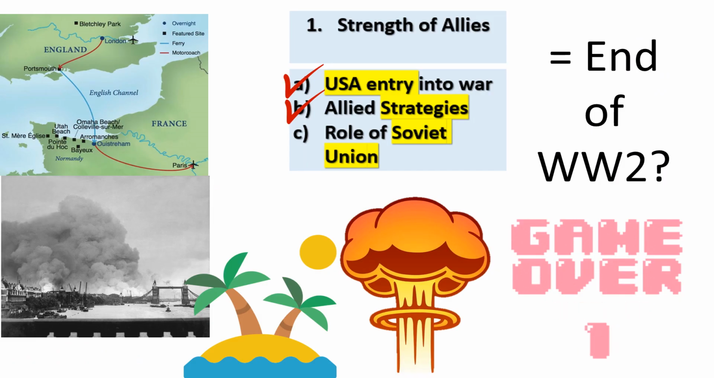So if we were to summarize it, the Allied strategies were definitely to ensure that Britain survived. We talk about island hopping, we talk about D-Day itself as one of the strategies, and of course the use of the atomic bomb, and eventually all these factors led to the end of World War II.